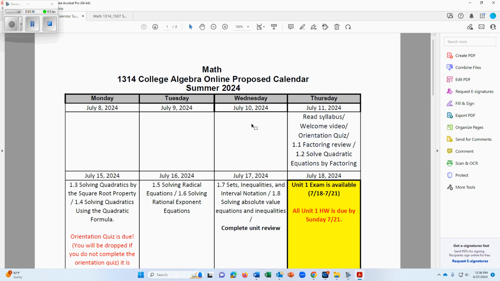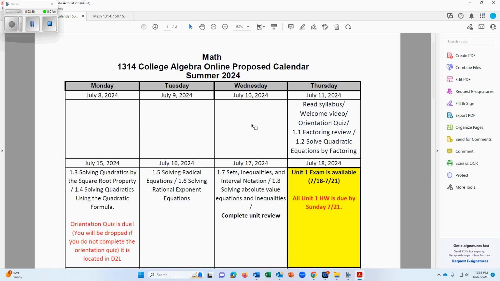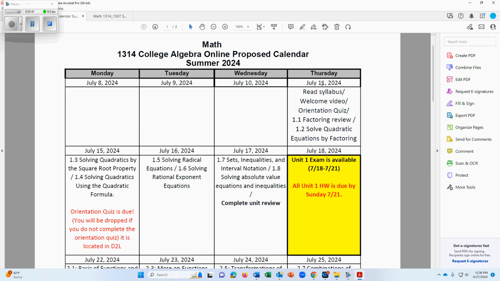So here's our calendar. This will give you an idea of how this is going to work. Here we're starting on July 11th. And I have these assignments. I spread them out how I would if I were teaching in the classroom. How much do I feel like I would be able to cover if this were not an online course? How much could we get through each day? These assignments, though, will not be due until right here. It says all of Unit 1 homework will be due by Sunday, July 21st.